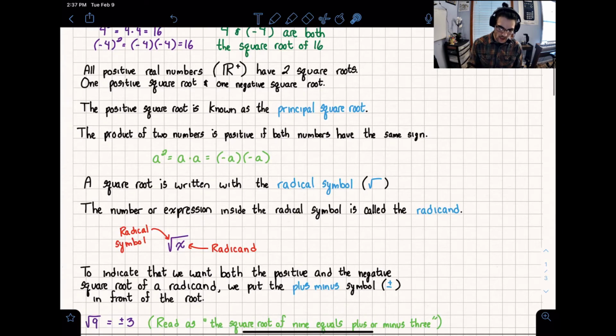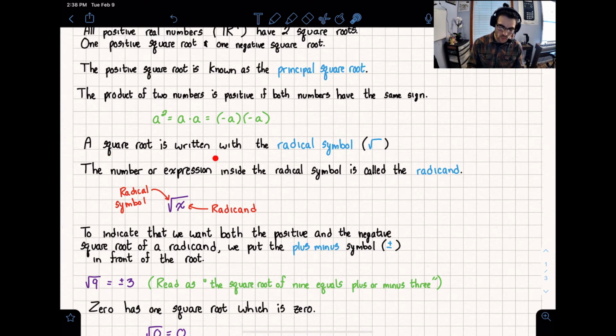All right. The product of two numbers is positive if both numbers have the same sign. This was gone over in one of my earlier videos. Again, when you multiply two numbers of the same sign together, it's going to come out positive. If you multiply 4 numbers of the same sign together, it's going to come out positive. As long as you have an even number of terms that have the same sign, it's going to come out positive, or at least an even number of negative terms.